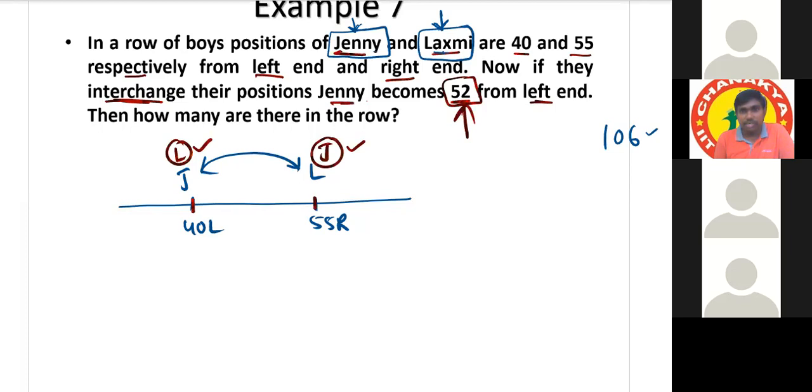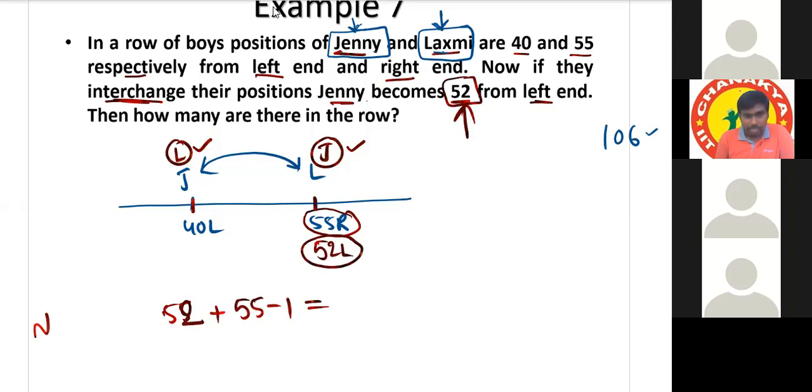After interchanging, Jenny becomes 52 from left hand. Now you know the left hand position and right hand position for the same person. For Jenny, with the new position, left hand position is 52, and right hand position is 55. If you do minus 1, it'll become 106. Number of persons equals left plus right minus 1. So the answer is 106. Yes, this is the right answer.